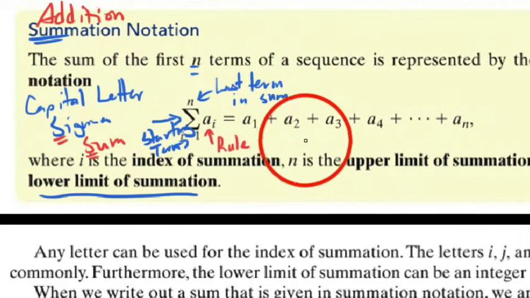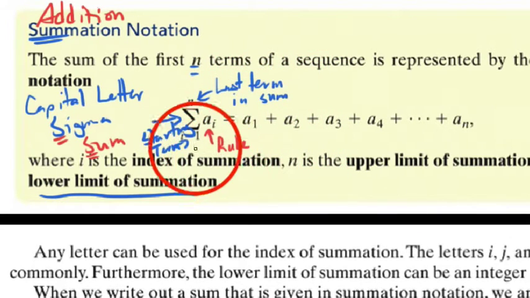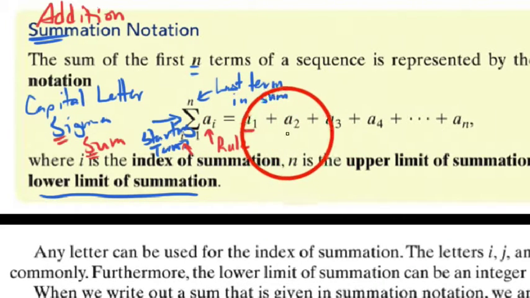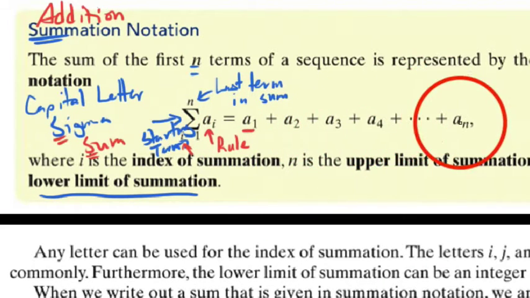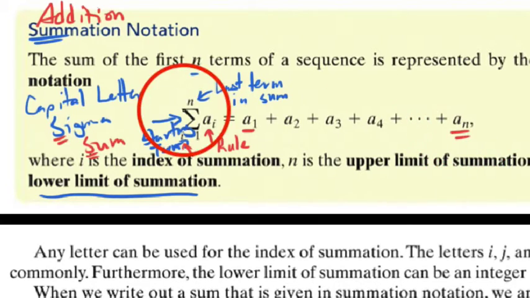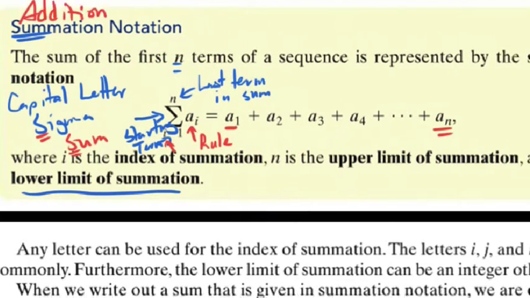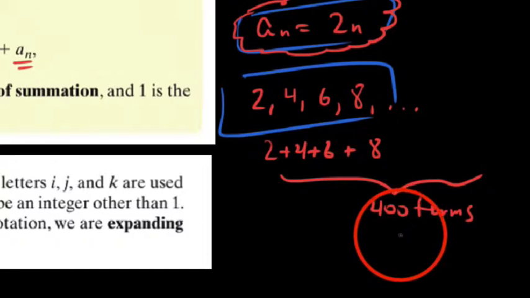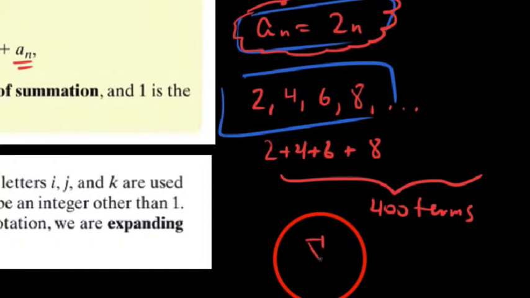So what you see here on the right is the sum of the first term through the nth term of this rule a subscript i. And you'll notice that we use an i here. Basically what this indicates is, starting at the first term, we're going to add up the first term plus the second term, third term, and so on and so forth, and we're going to stop at the nth term of this thing.